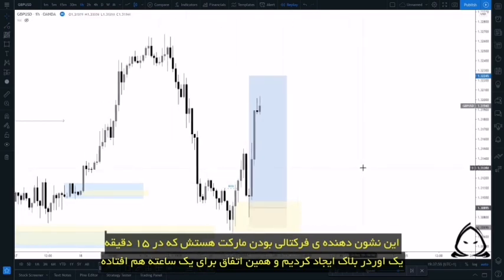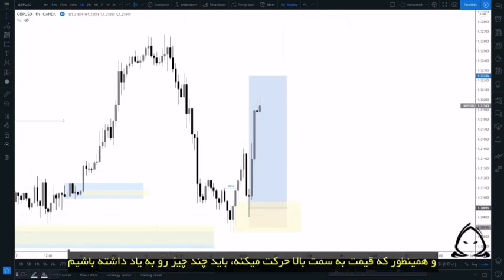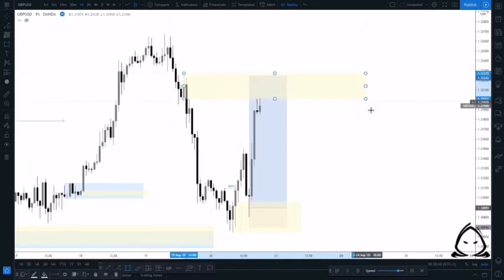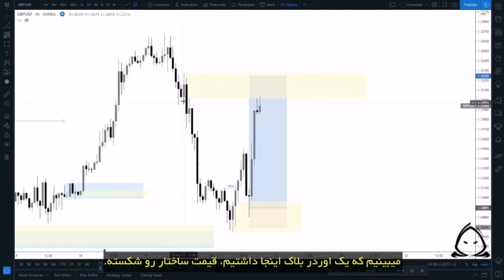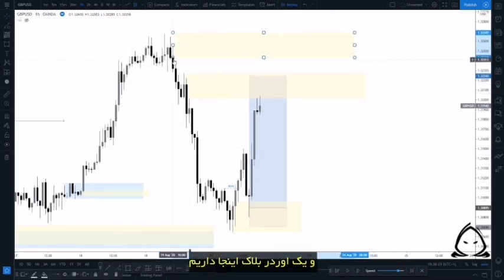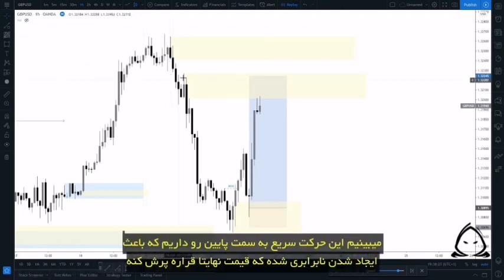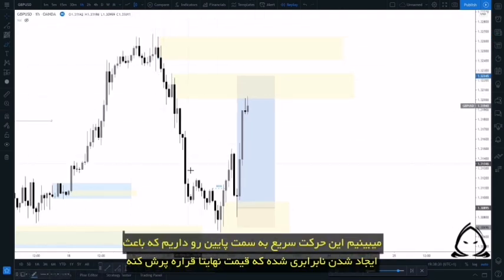And this just shows the fractal nature of the markets, that we started on the 15-minute, but it actually replicated to the hourly chart. So now when we're looking at this trade, there's a few things that we want to keep in mind as price continues moving to the upside. We can see that we have an order block here, price broken structure, and we have an order block right here.